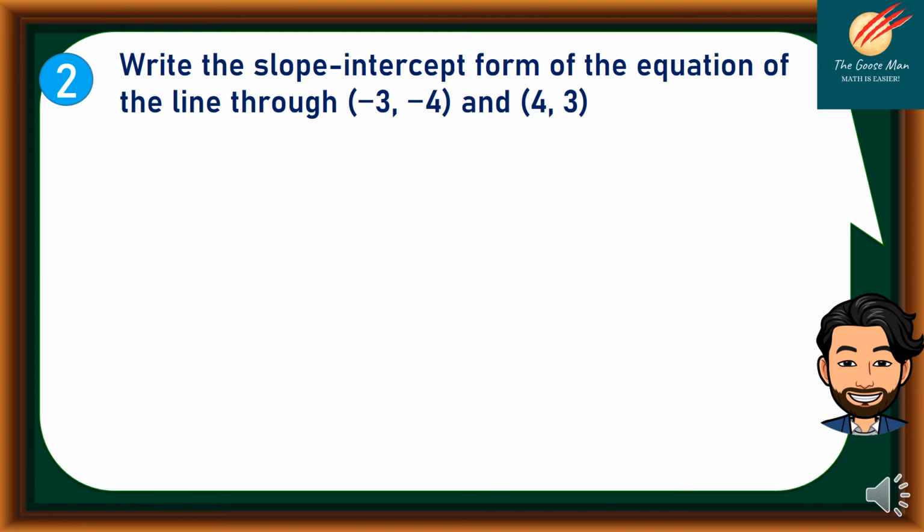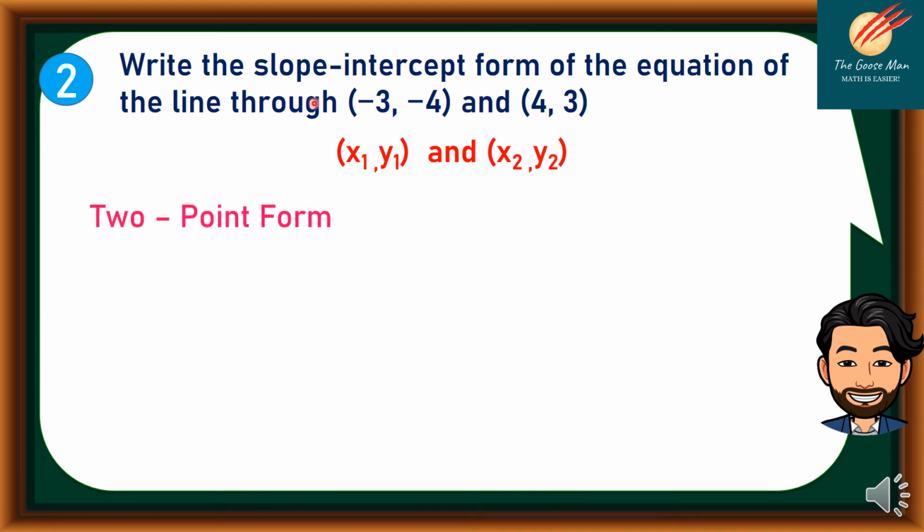Let's have another example. Write the slope-intercept form of the equation of the line through (-3, -4) and (4, 3). Again, let's identify our x sub 1, y sub 1, x sub 2, and y sub 2. Remember, these are the 2 points on the line. So x sub 1 is equal to -3, y sub 1 is equal to -4, x sub 2 is equal to 4, and y sub 2 is equal to 3. So these are your coordinates on the line.